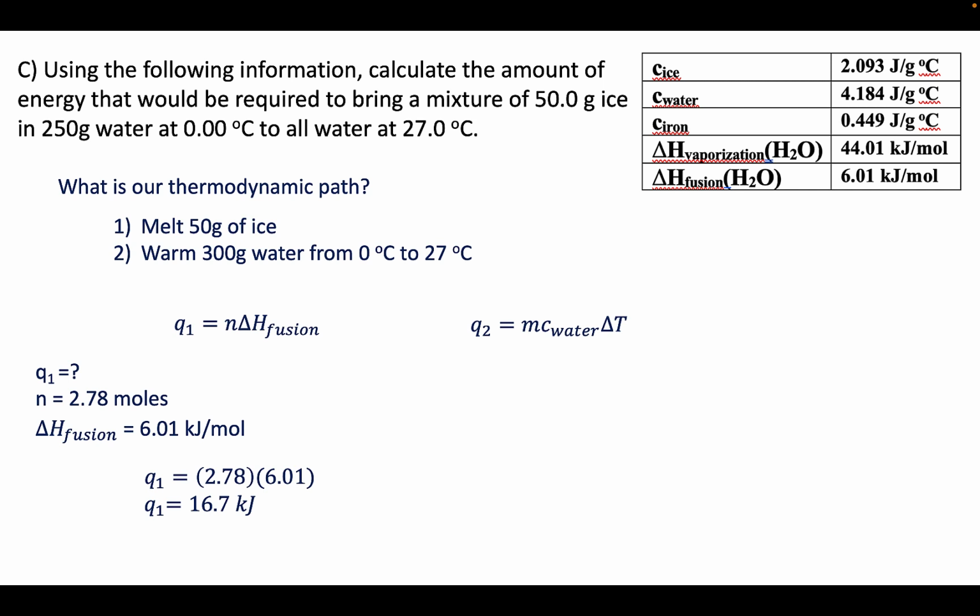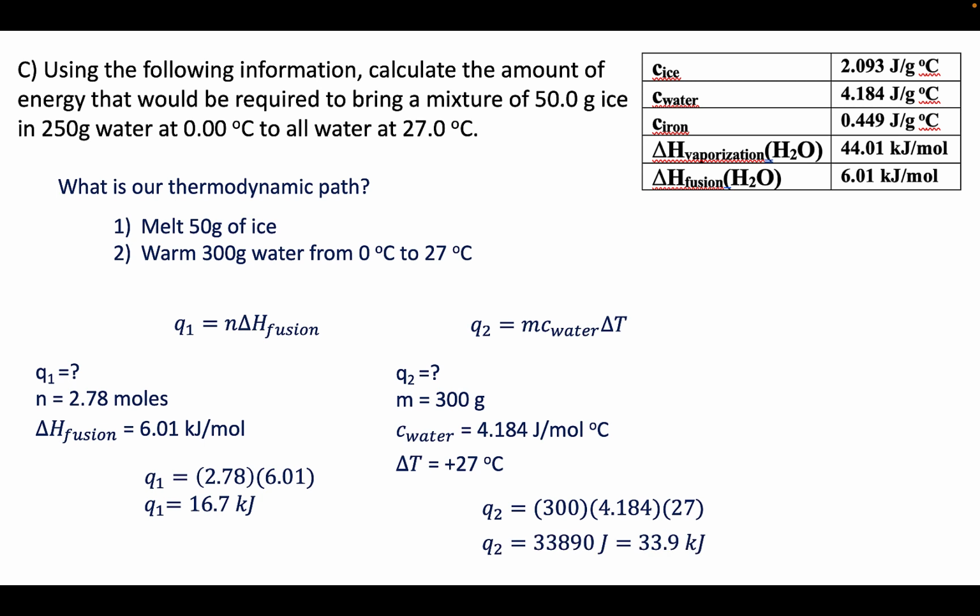For part 2, Q2, it's an mC delta T process. So the mass is 300 grams. We have the specific heat of water. We're increasing 27 degrees Celsius. We plug in, and we see that Q2 is equal to 33,000-ish joules, or 33.9 kilojoules, just to go ahead and unite our units here. We're not quite done because the total Q water is Q1 plus Q2. Both of these things need to occur to get to the point we're interested in. And that means Q water here is positive 50.6 kilojoules.